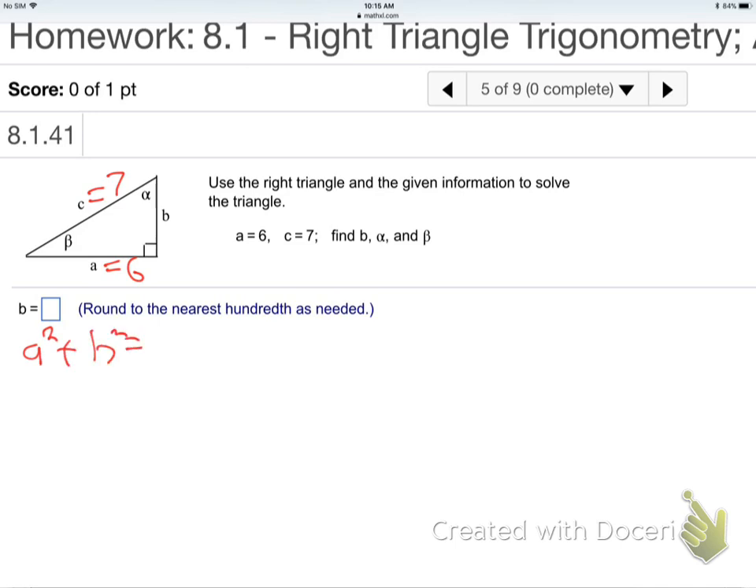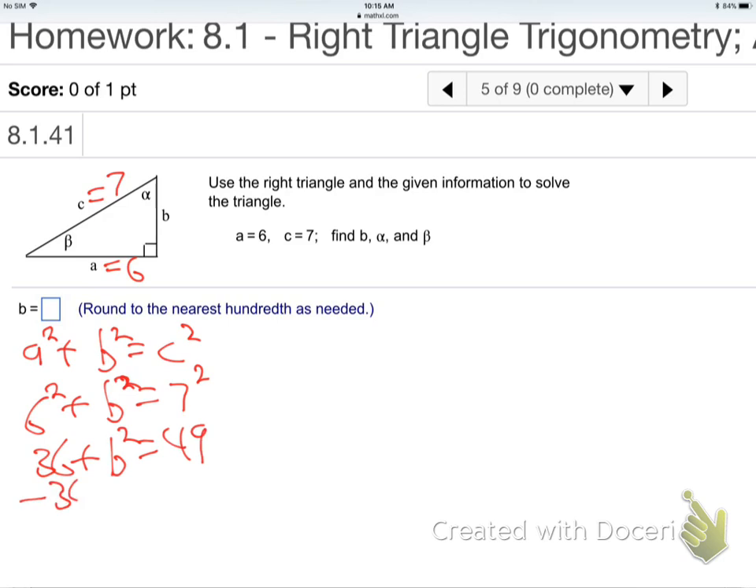A squared plus b squared is c squared. So what's that? 6 squared plus b squared is 7 squared. 36 plus b squared is 49. Subtract 36, b squared is 13. Rooted, b is the root of 13, which is whatever it is. I don't know. It's 3.61. There we go. Got b.